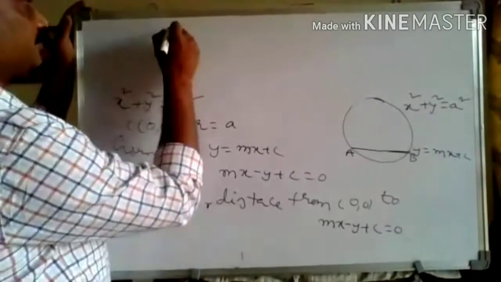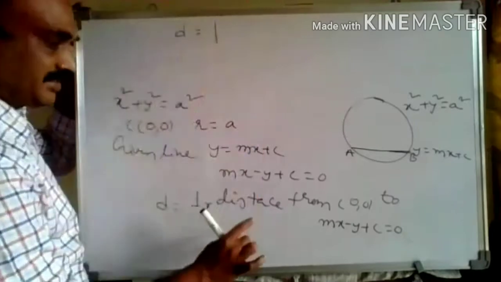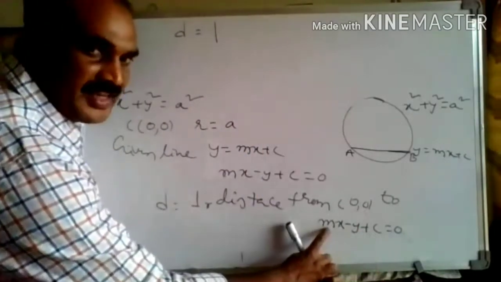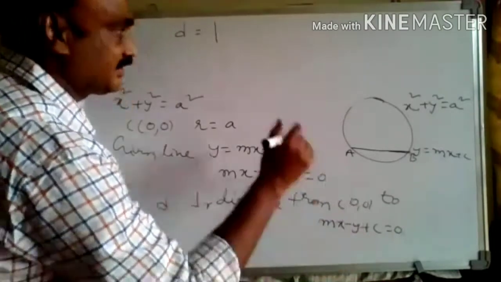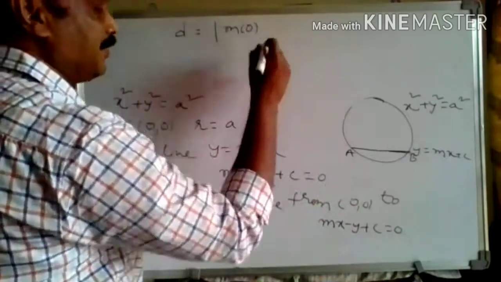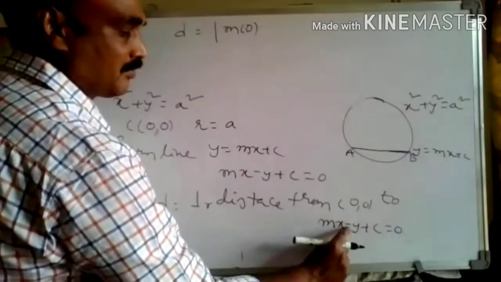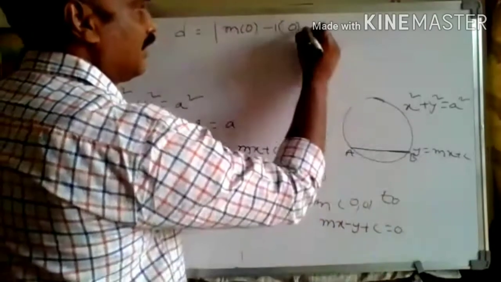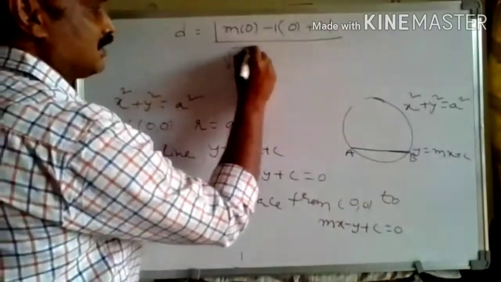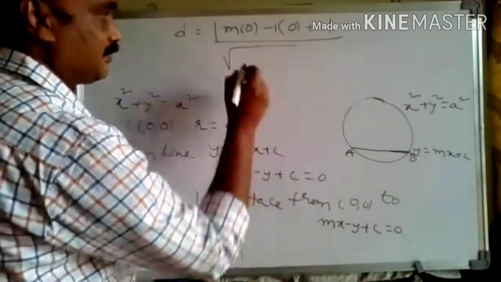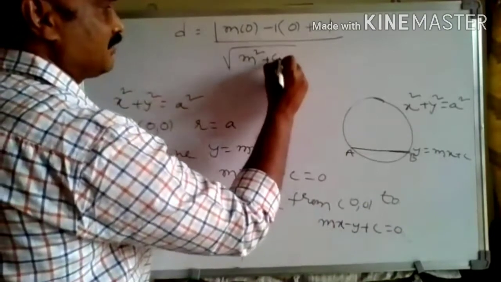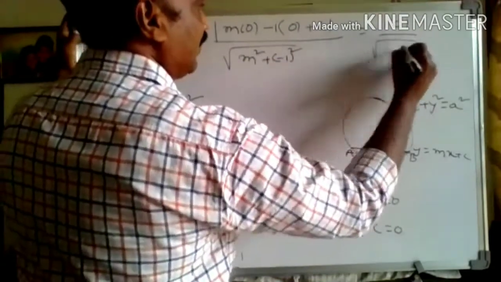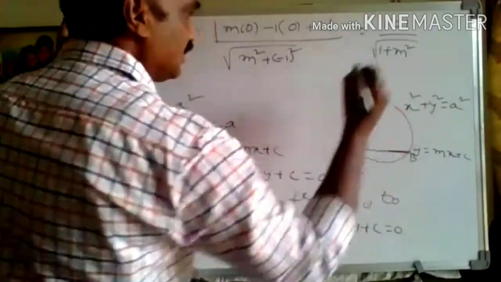Next, d is equal to the perpendicular distance from center 0 comma 0 to the line ax plus by plus c. Formula: a is m, x1 is 0, m into 0 plus b is minus 1, y1 is 0, plus c, by root of a square plus b square. a is m, b is minus 1. So that is equal to mod c by root of 1 plus m square. This is d.